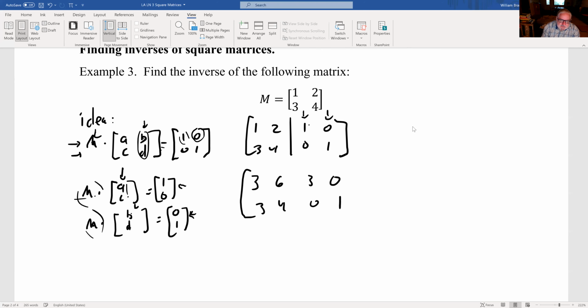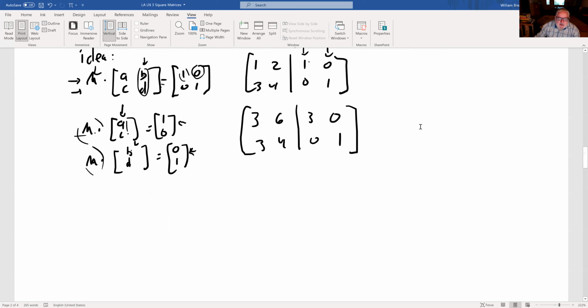And then I'm going to subtract the top from the bottom, and that will be my new bottom row. So 3, 6, 3, 0. 3 minus 3 is 0. 4 minus 6 is minus 2. 0 minus 3 is minus 3. 1 minus 0 is 1.